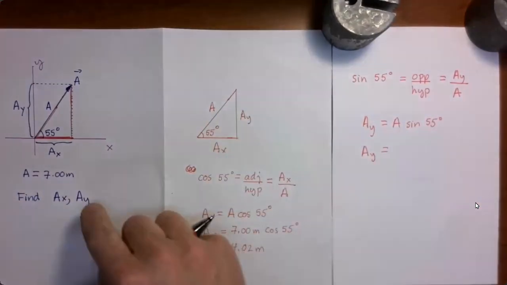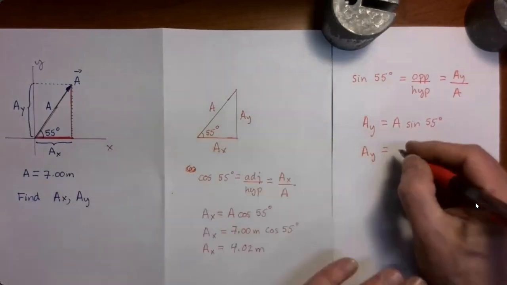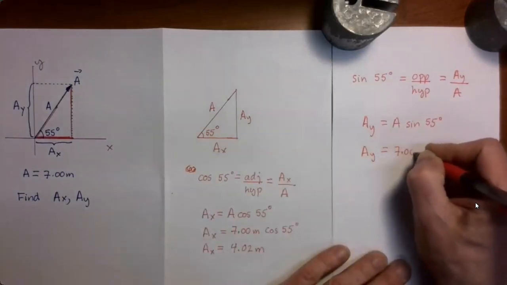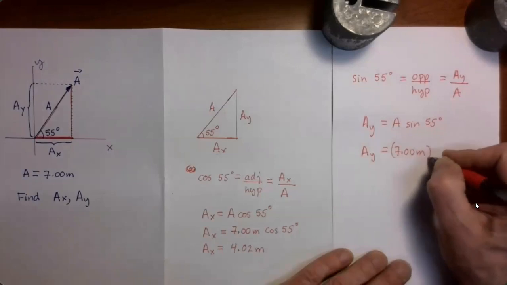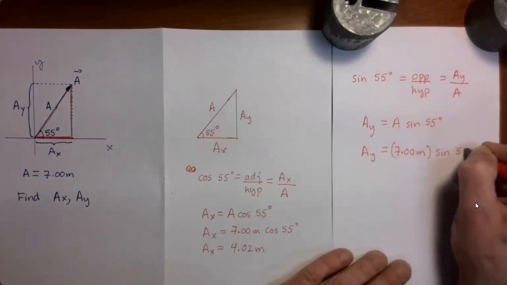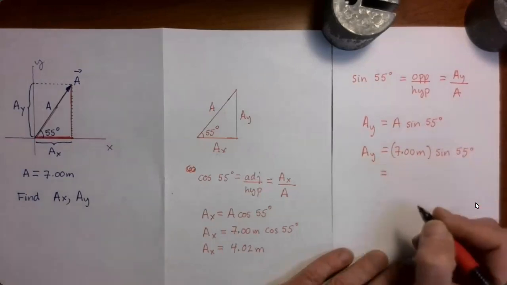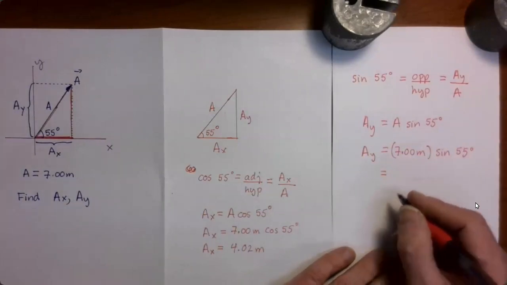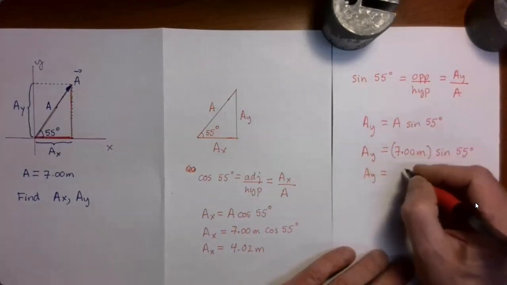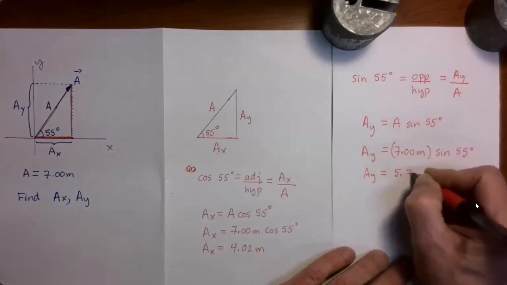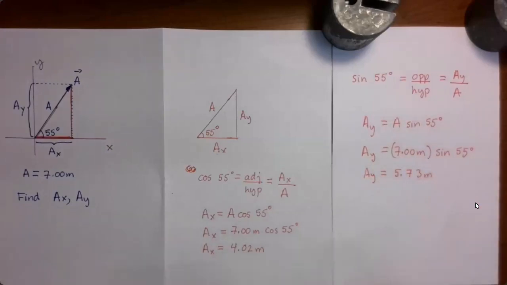Okay, so here I plug in the magnitude of vector A, 7 meters, and multiply by sine 55. Again, remembering to have your calculator in degrees mode, we get A sub y equals 5.73 meters. Okay, so now we have done our first vector calculation using trigonometric functions. We will do many, many, many more calculations like this by the time we're done with this course.